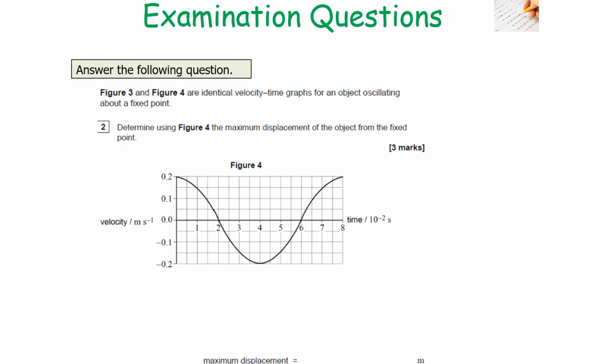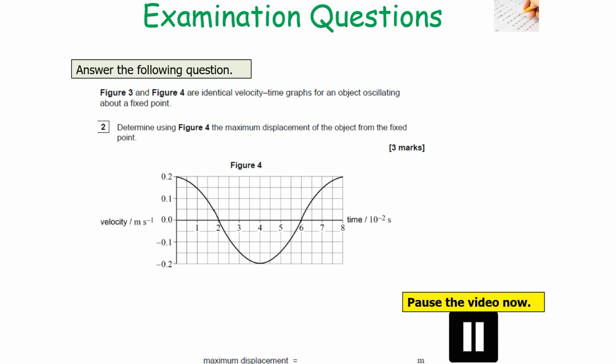meters per second. The next question says, now figure 4 is also a velocity time graph for an object oscillating about a fixed point. Determine using figure 4 the maximum displacement of the object from the fixed point. So pause the video now, then unpause the video when you want to go through your answer.